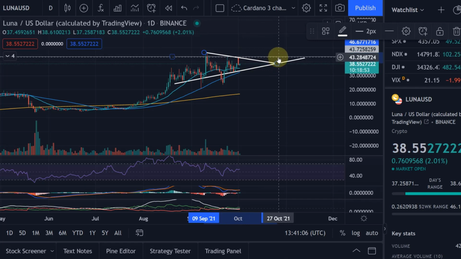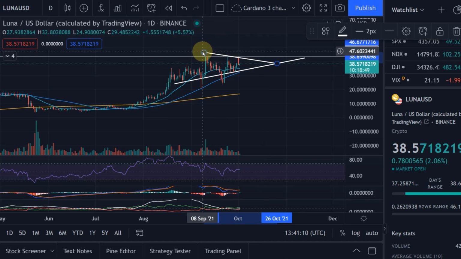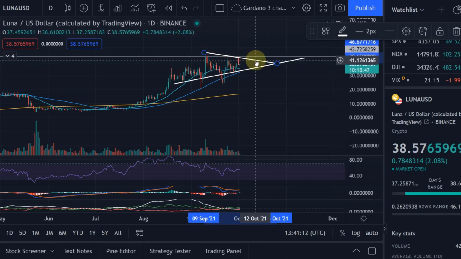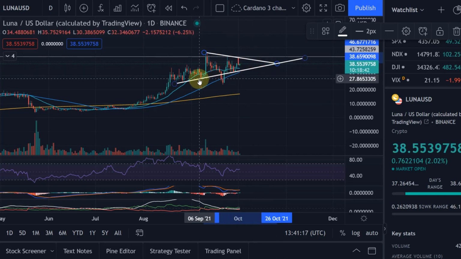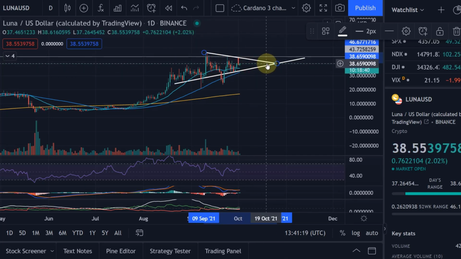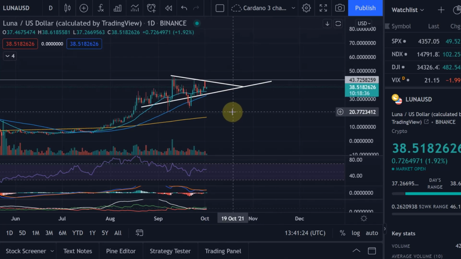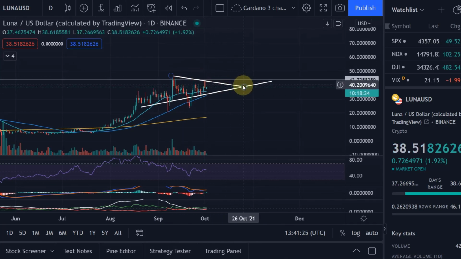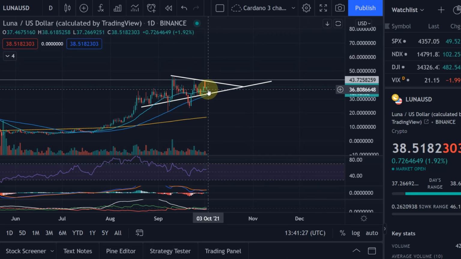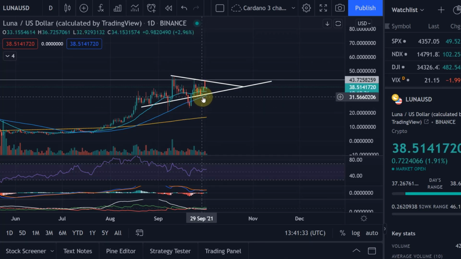You can add a horizontal support line, a resistance line here as well, but it's really a slightly descending resistance line and an ascending support line, bringing us into this triangle. An ascending triangle like that, you could call it a bullish pennant, or it's just a symmetrical triangle formation, a trend continuation pattern. And we are clearly in an uptrend at the moment. We are trading above the 200, trading above the 50-day moving average.